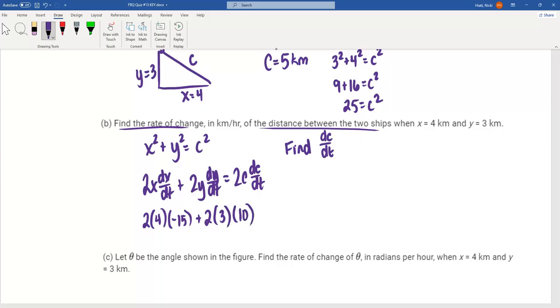And that's going to be 2 times, see here normally we would have to find c, but they already had us find c in part A. So we got 5 for c at this moment whenever x is 4, y is 3. And then dc/dt is what we're looking for.